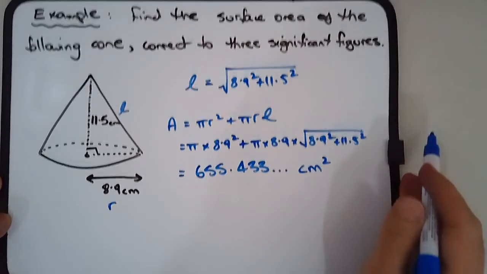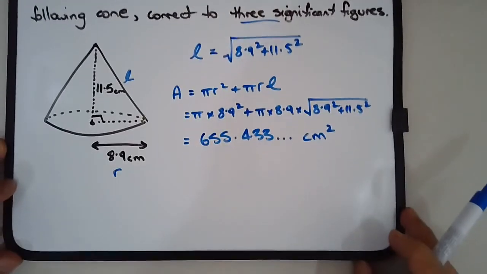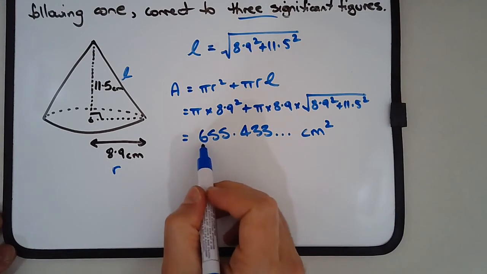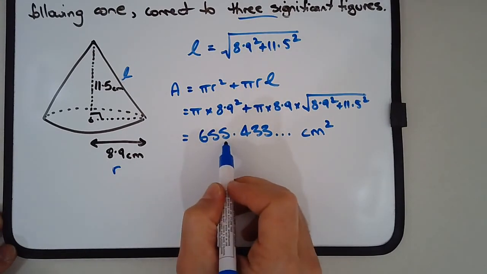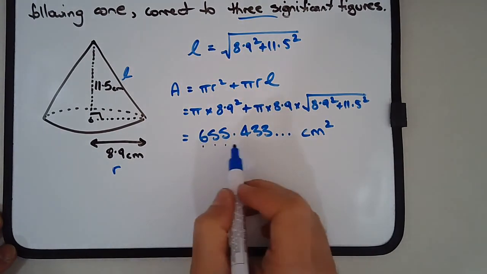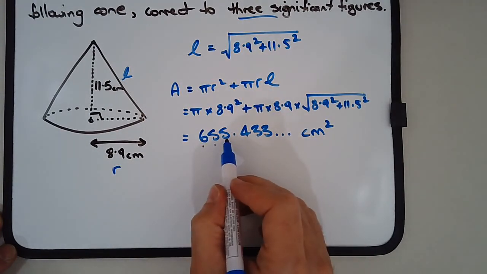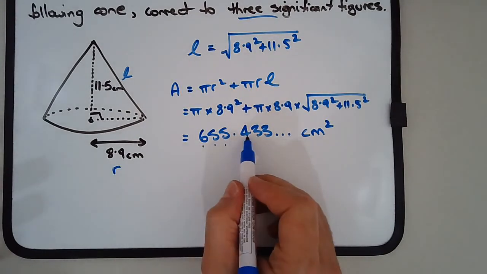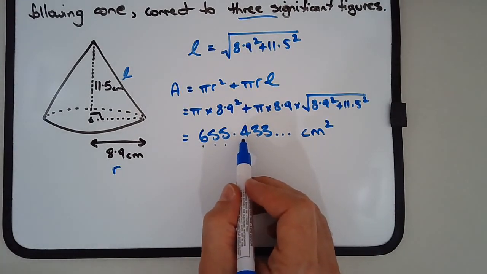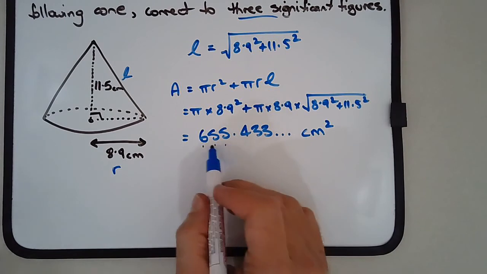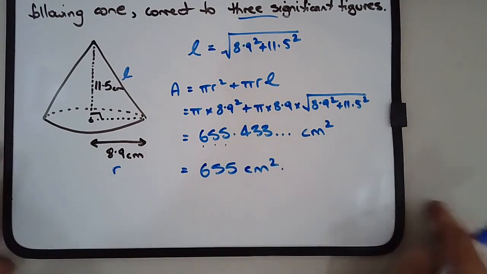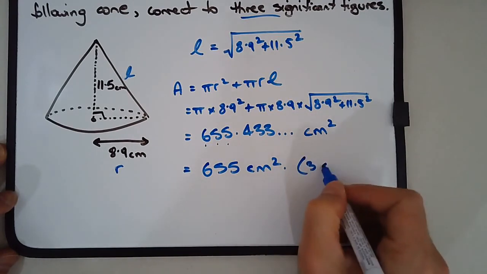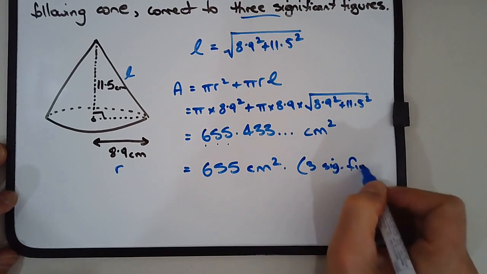But we need to round this to three significant figures. So starting from the most significant figure, the 6, we've got two other figures after that. So 1, 2, 3. Do we keep this 5 here as a 5, or do we round up? Well, that depends on the digit after the 5, which is 4. So we just leave it as 655 square centimeters correct to three significant figures.